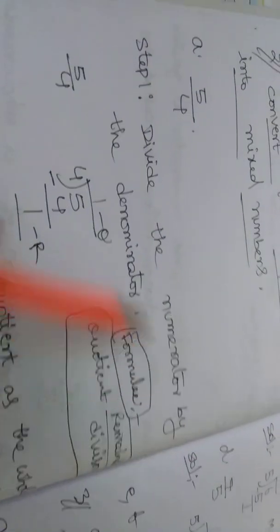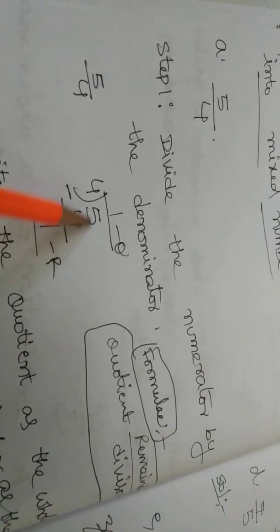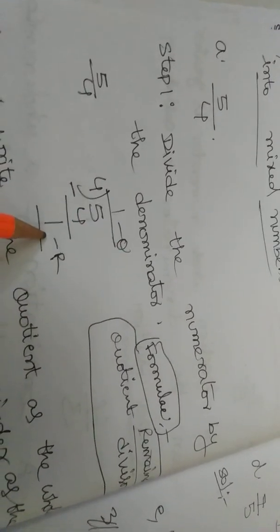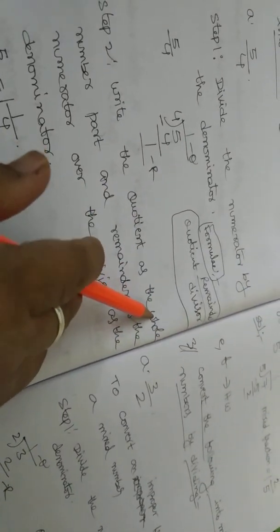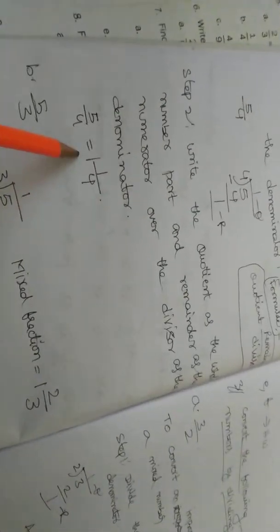Let us see the first one, 5 by 4. Divide the numerator by the denominator. So we are dividing 5 by 4. 4 ones are 4, because 4 twos are 8, it will not go, it is greater than 5. So subtract, 1. So what is the quotient? Quotient is 1, remainder also 1. Apply this formula: quotient, remainder by divisor. Write the quotient as the whole number part and the remainder as the numerator over the divisor as the denominator. So like this we need to do all the remaining problems.